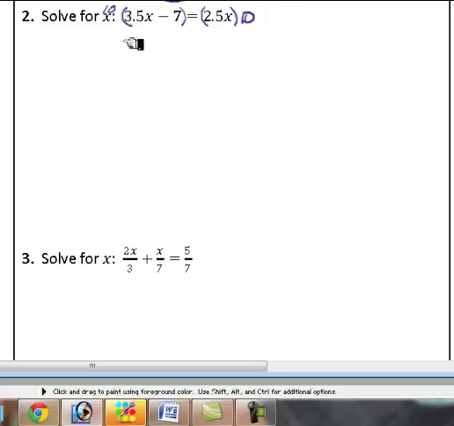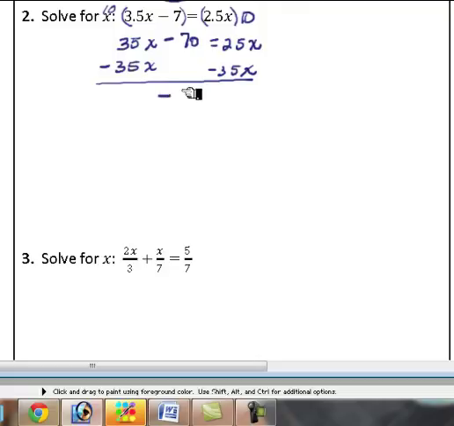Okay, let's multiply through. 10 times 3.5 is 35. 35x minus 70 is equal to 25x. All right, let's subtract 35x from both sides. That way we'll isolate the x term on the right-hand side. So we have minus 70 is equal to negative 10x, and then divide by negative 10, and we get that x is equal to 7.